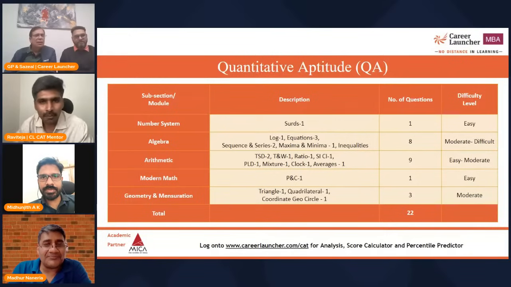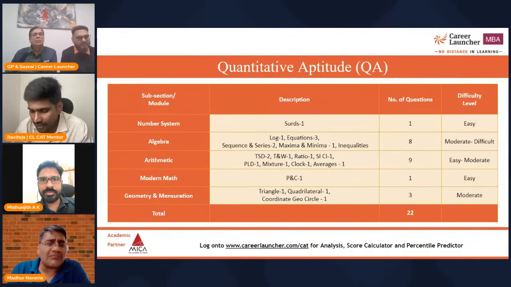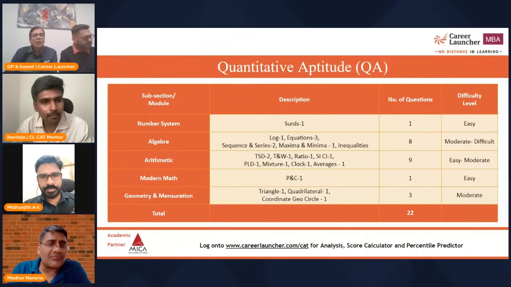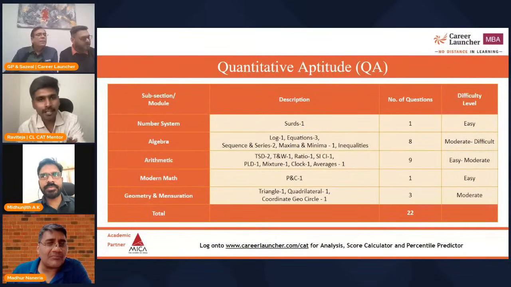There were 2 questions on number system. One based on factors and one was a palindrome based question. So both of the questions of number system were doable, easy.